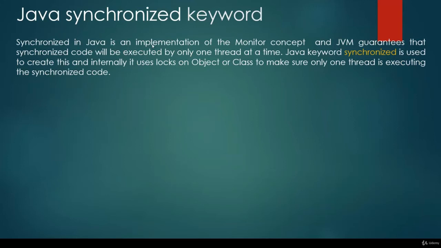Synchronized in Java is an implementation of the monitor concept, and the Java Virtual Machine guarantees that synchronized code will be executed by only one thread at a given time. The Java synchronized keyword is used to create this, and internally it uses locks on the object or the class to make sure that only one thread is executing the synchronized code at a given time.